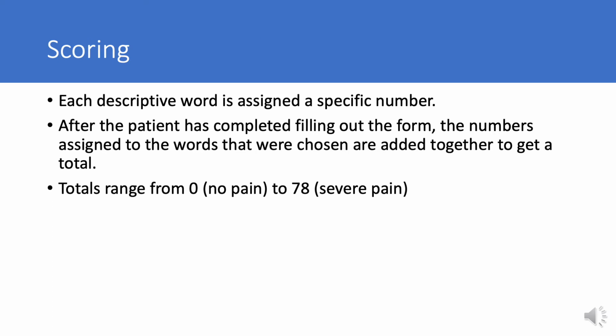As far as scoring the assessment is concerned, there are descriptive words throughout the assessment that they choose, and each of these words has a specific number assigned to it, or a value. After the patient has completed filling out the form, they'll add up all of these values that they marked and get a total. The totals will range from 0 to 78, 0 being no pain whatsoever, to 78 being completely severe pain that they can't handle. So it allows for a wide range of different scoring, so we can really get a good idea of what the patient needs and how serious their pain really is.